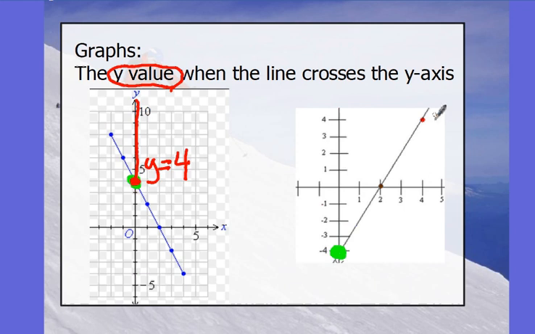In this case, our line crosses the y-axis. What I like to do is start at the top of my y-axis and then go down, down, down, down until I see where the line crosses, which is right here at -4. Okay. So let's practice.